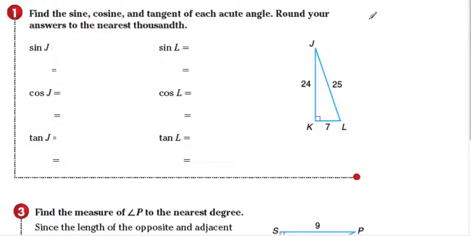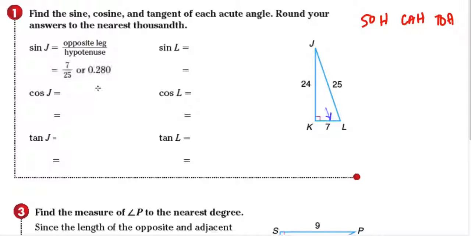Okay, and if I'm going to put my SOHCAHTOA on this side, just a reference. So let's find sine j. Sine j is equal to the opposite leg over hypotenuse, opposite over hypotenuse in my SOHCAHTOA. So I'm going to find angle j right here. This is angle j. And I'm going to look at the opposite side of angle j, which is 7, over the hypotenuse, which is 25. So this will be 7 over 25, or 0.280 to the nearest thousandths place.